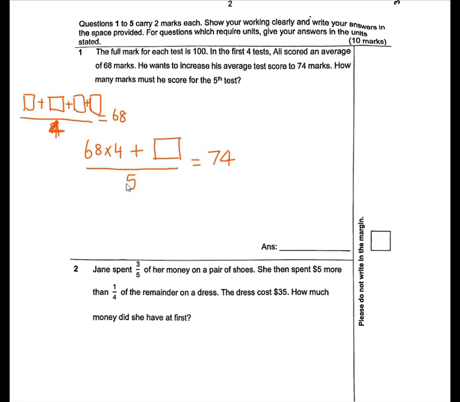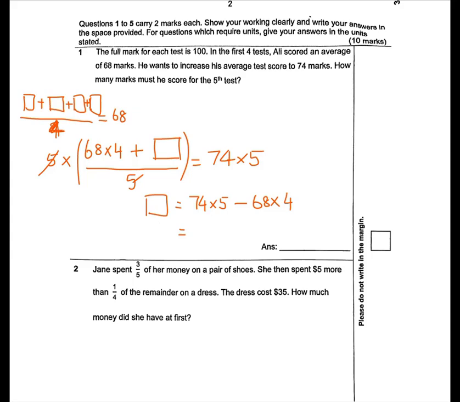First, if I want to remove this 5, one way is I can bring this 5, because it is connected by division, over here, and it becomes times. So that is one way. Or if I want to remove this, I multiply both sides by 5, meaning this 5 gets cancelled, I have times 5. Either way, you know what happens here. Now, after that step is over, this is 68 times 4. When I bring this over here, it will be minus 68 times 4. So this is equal to 74 times 5 minus 68 times 4.